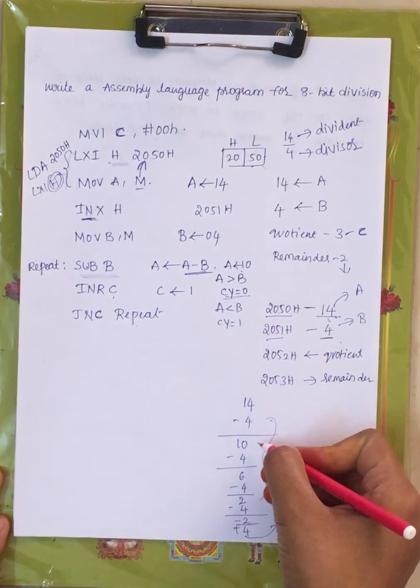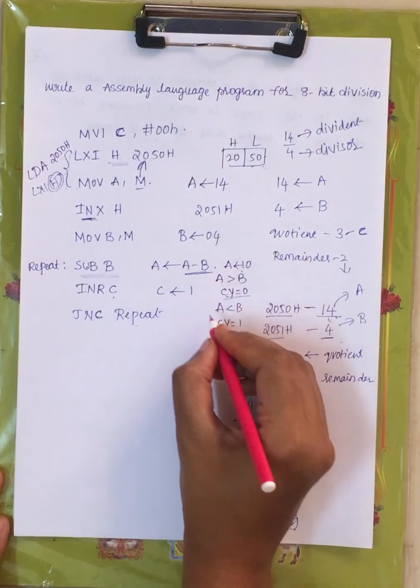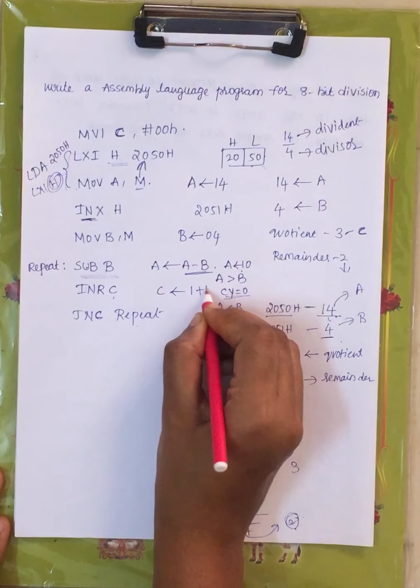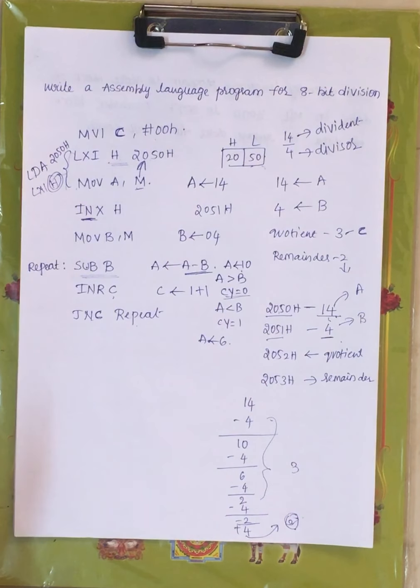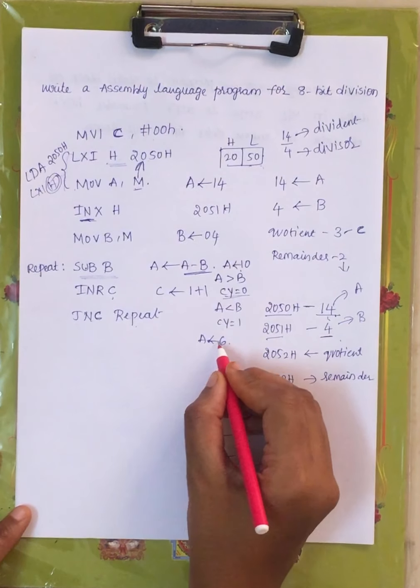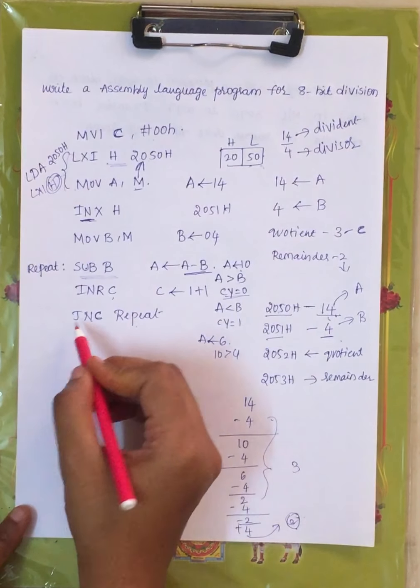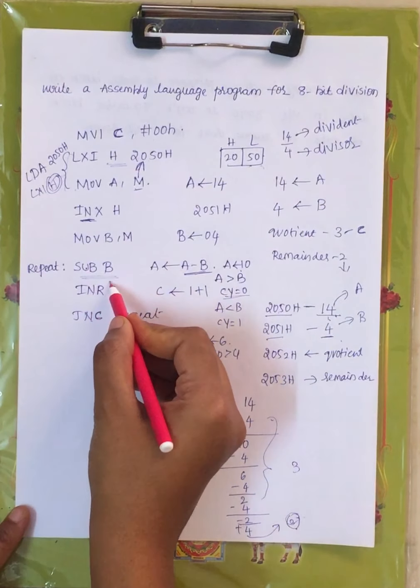10 minus 4. Now what will you get? A is stored with 6. Now again C is incremented, that is 2. Two times it has gone. Now again 10 is greater than 4, so again carry is 0 and it will jump to this particular loop.